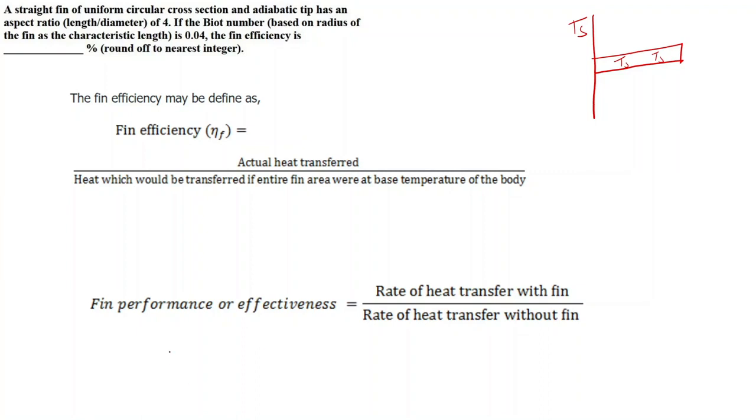The other performance factor is the fin effectiveness. It is defined as the rate of heat transfer with fin and rate of heat transfer without fin. In absence of fin, what would have been my rate of heat transfer? That can be captured using the fin effectiveness. But in our question, we have been asked to find the fin efficiency, so we have to use this concept, fin efficiency.